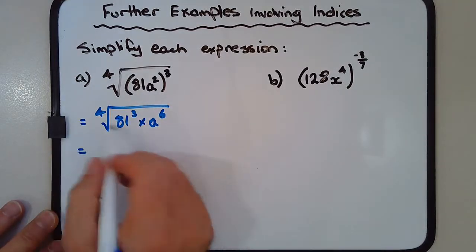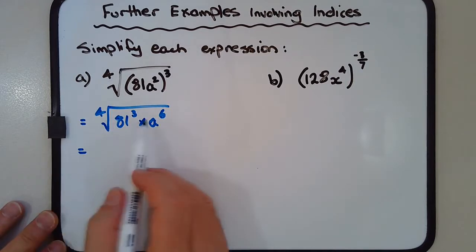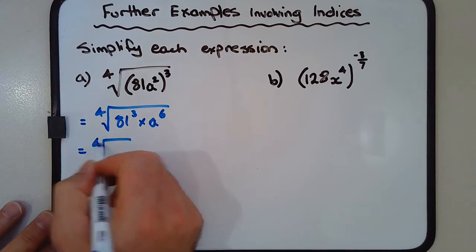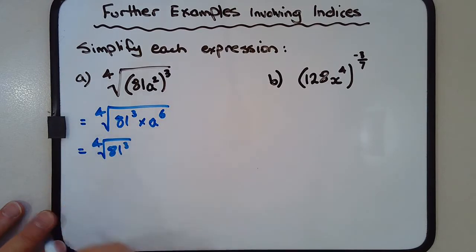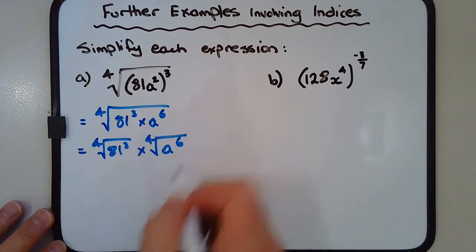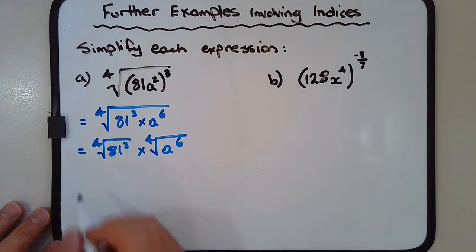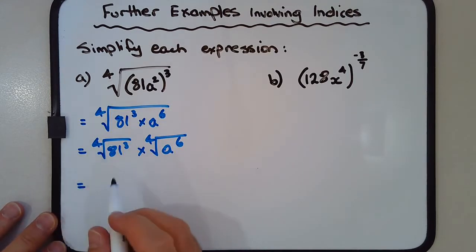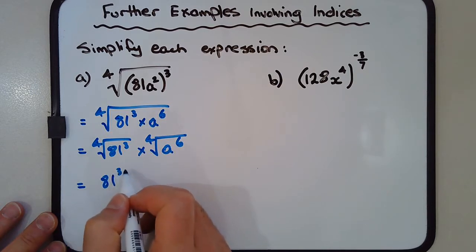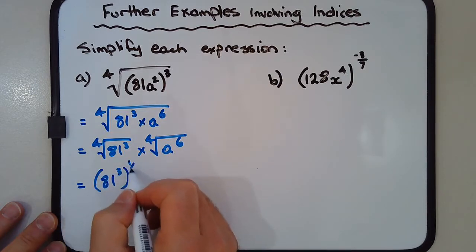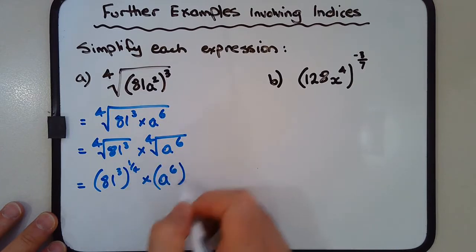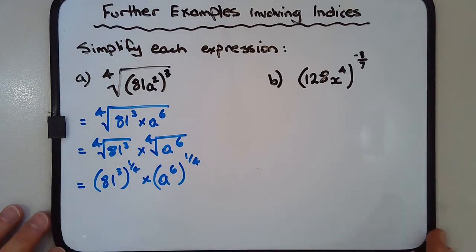Now we can separate the surd into the product of 2 surds. So that's the 4th root of 81 cubed multiplied by the 4th root of a to the 6. Now the 4th root means raising to the power of 1/4. So that's just 81 cubed to the power of 1/4 multiplied by a to the 6 raised to the power of 1/4.